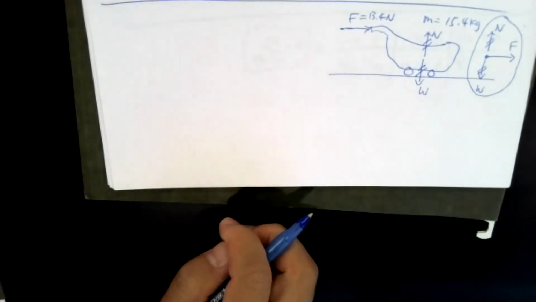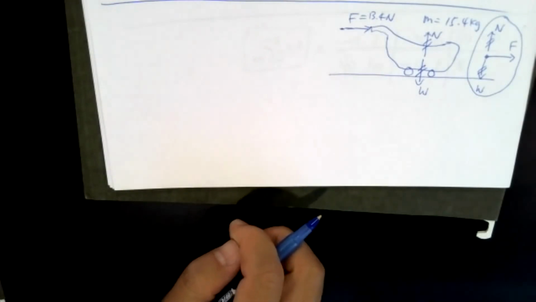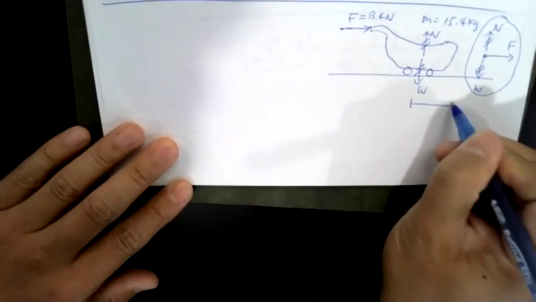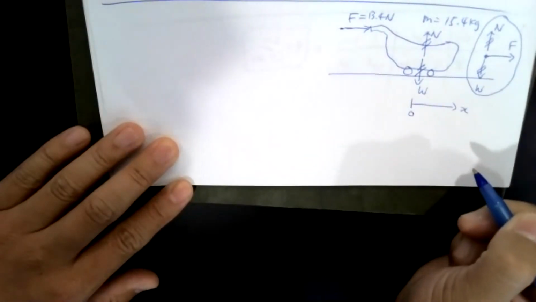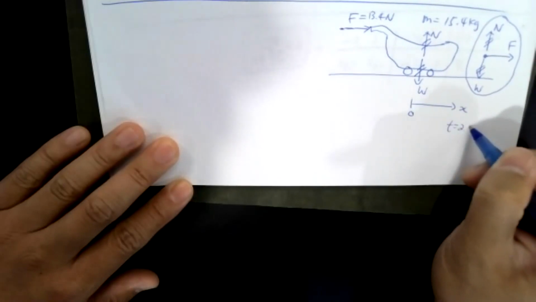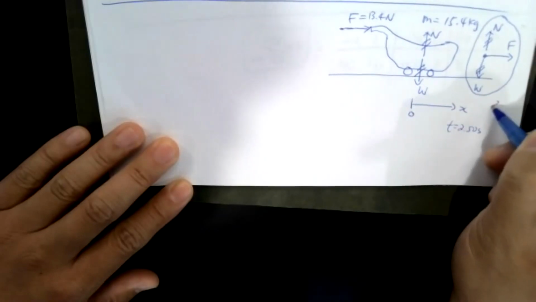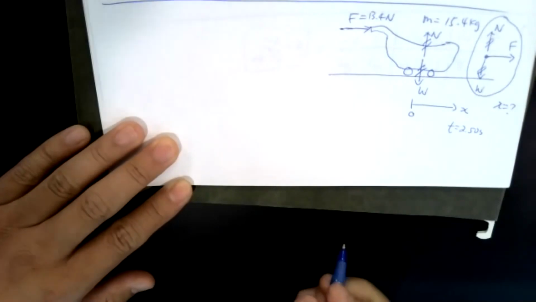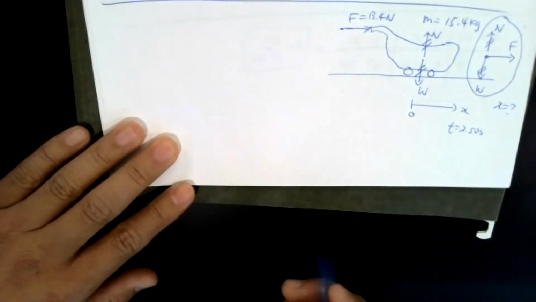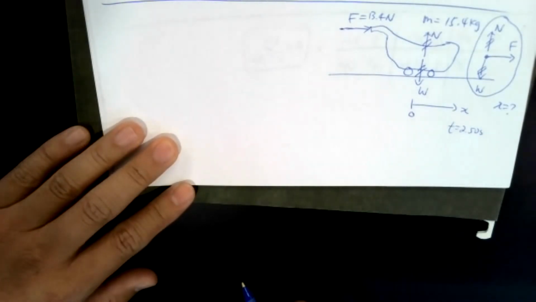But let's take a look. It asks us how far this cart travels in 2.5 seconds, okay? So if you start this as your original position, let me call this x, okay? So then you'll be looking for after t equals 2.5 seconds, where's the final x, right? You're looking for final x. So then you'll check those equations of motion, all right?